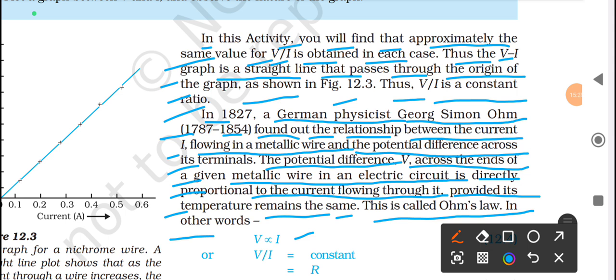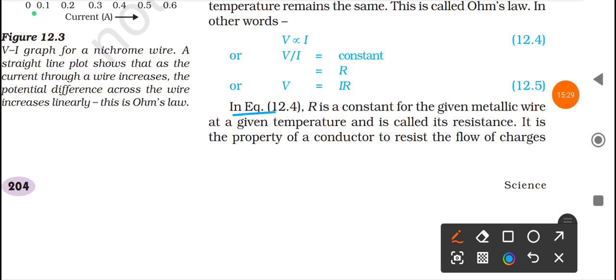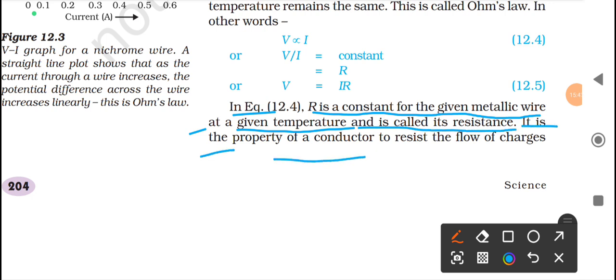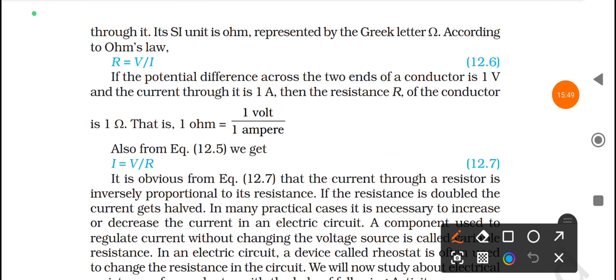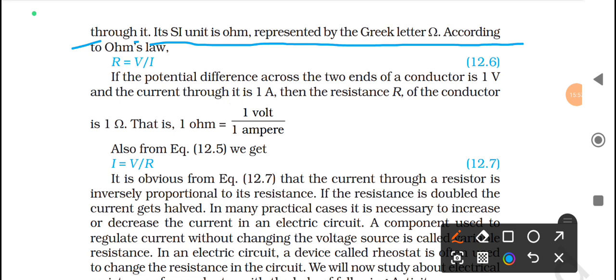In other words, V is directly proportional to I, or V by I is equal to a constant, which is equal to R. In equation 12.4, R is a constant for the given metallic wire at a given temperature and is called its resistance. It is the property of a conductor to resist the flow of charges through it. Its SI unit is ohm, represented by the Greek letter omega.